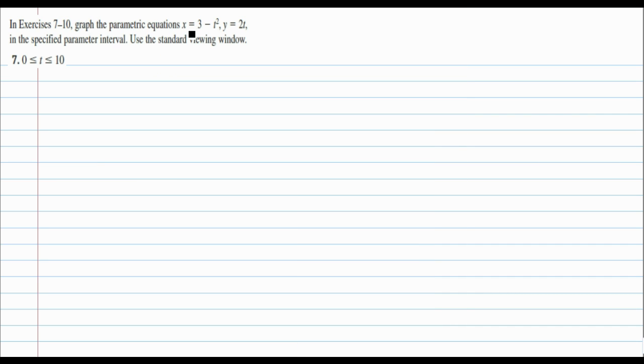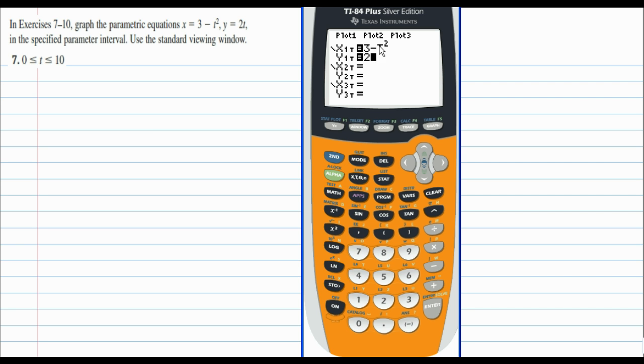Now try problem number 7 asks us to graph the parametric equations x equals 3 minus t squared and y equals 2t in the specified parameter interval. And we're going to use the standard viewing window just because they told us to. So I put in x1, 3 minus t squared, and then in y1, 2t. Now my t min is going to be 0. My t max is going to be 10. That is not part of the standard viewing window. The standard viewing window doesn't include t steps or anything. It only means x min, x max, y min, y max. So those are going to stay at negative 10 and 10 respectively. My t step, I'll keep at 0.01. That's a good speed. And let's see what happens here.